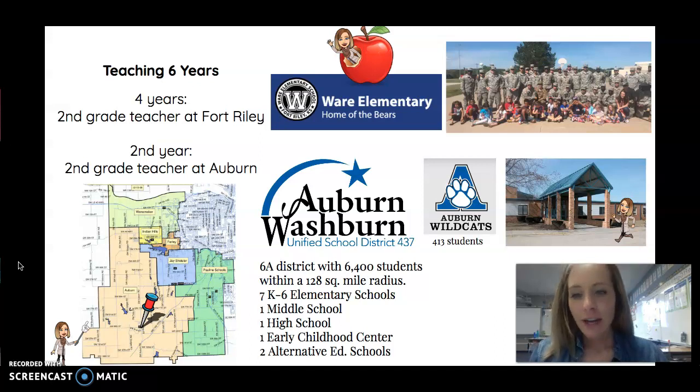So over here I have a view of where our schools are at, and to show where Auburn Elementary is, we are right here where it's a pinpoint. So we cover this whole rural area of the southwestern part of Topeka, and we have a lot of rural students. We have some that travel in from Topeka, but most of them live out in the country in the outskirts here. Our school holds about 413 students.